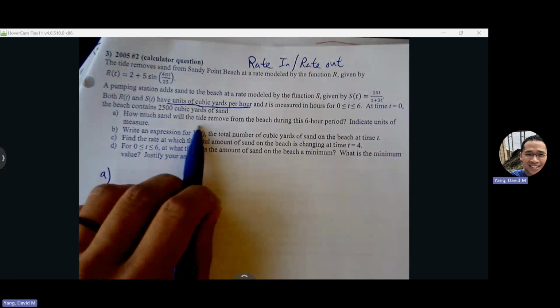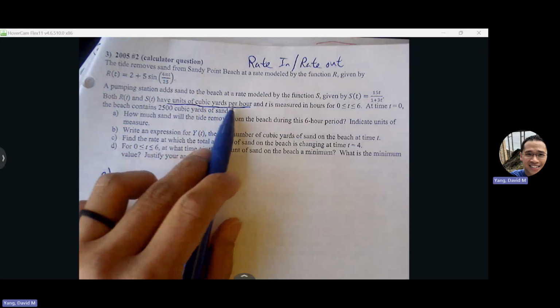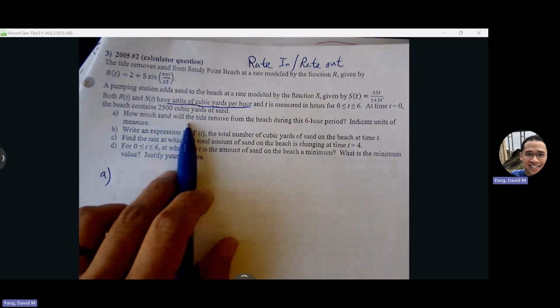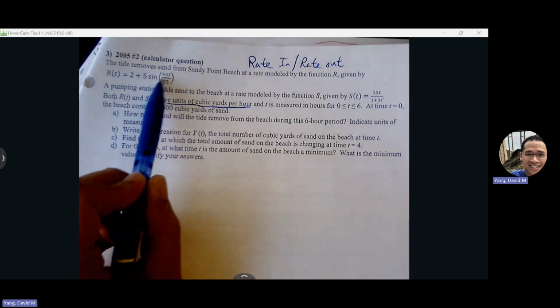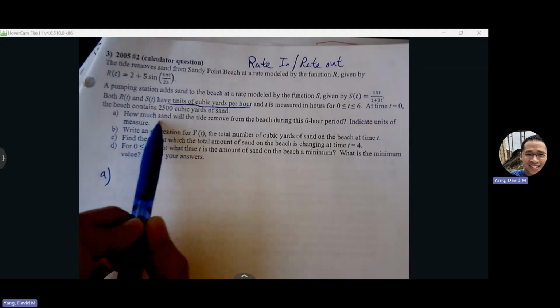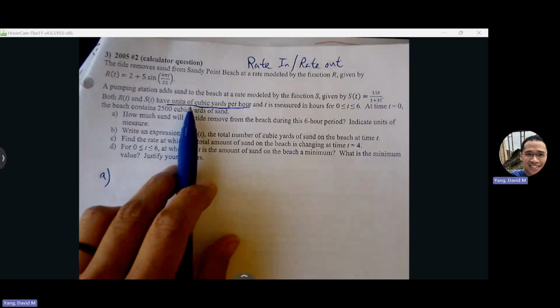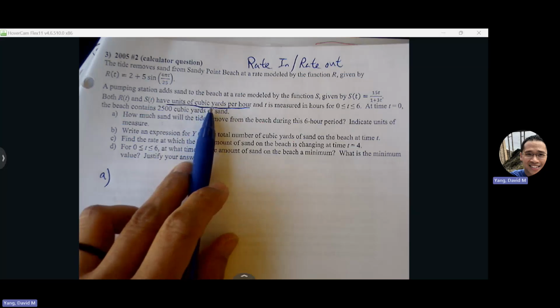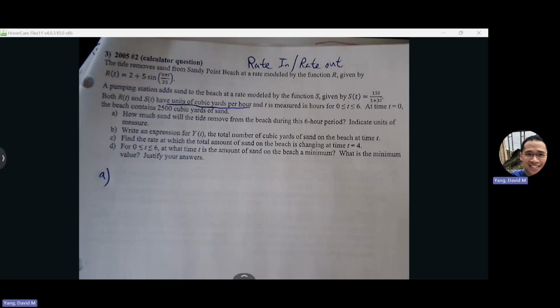So we know that if we're talking about removal, we're dealing with R of t, but R of t is in terms of cubic yards per hour. We want the amount of sand, which is cubic yards. So what do you think we need to do to R of t to get that rate up to the accumulation of the amount of sand being removed? Yeah, integral. So integral, we're going to basically accumulate that rate over that period of time. And that accumulation is going to allow us to change our units from a rate up to the amount of sand. Okay, so we're going to use our calculator.